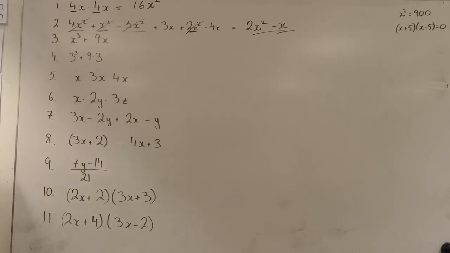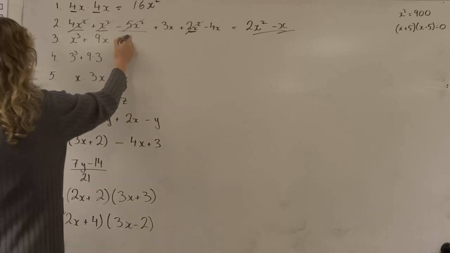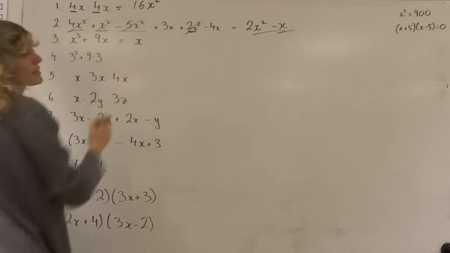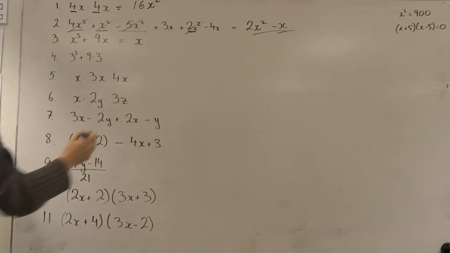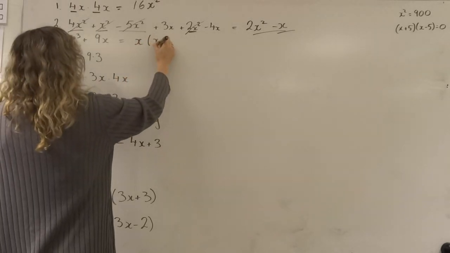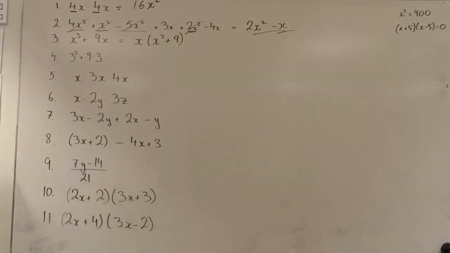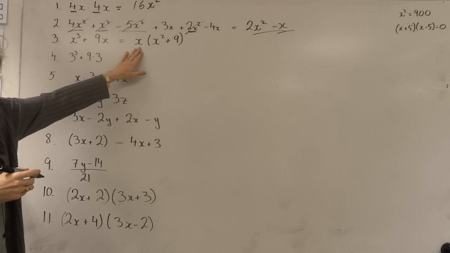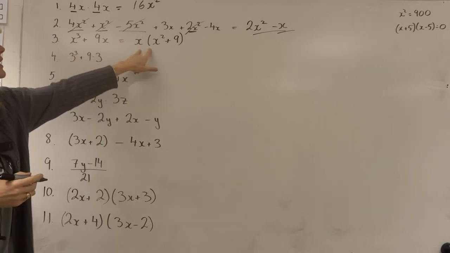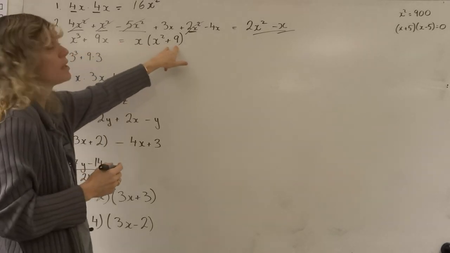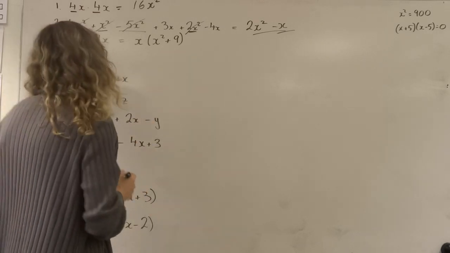Here, I've asked you to simplify, so I need you to make a change, and you can't just say there's nothing to do. You could simplify this by taking out the x outside the front of a bracket, and then behind the bracket you would get x squared plus 9. So you could simplify this term by taking the x out the front. If I expanded these brackets, I'd get x cubed plus 9x.